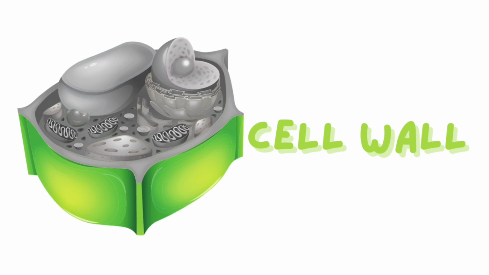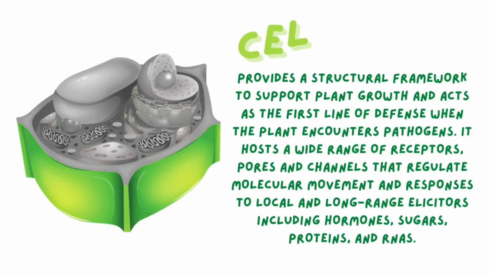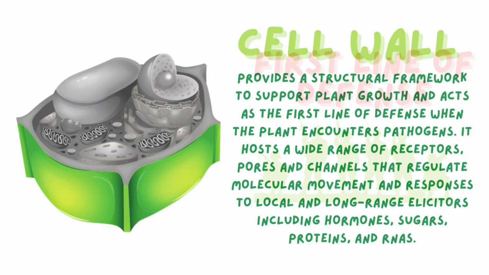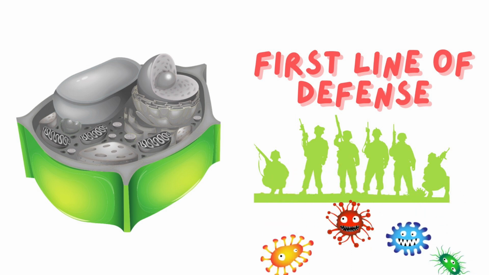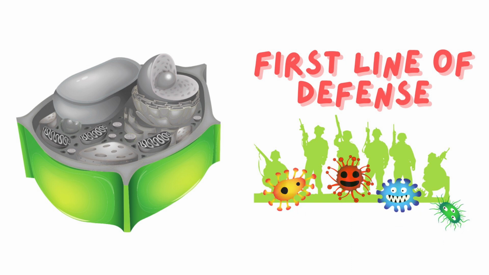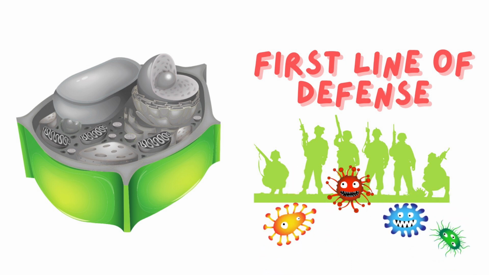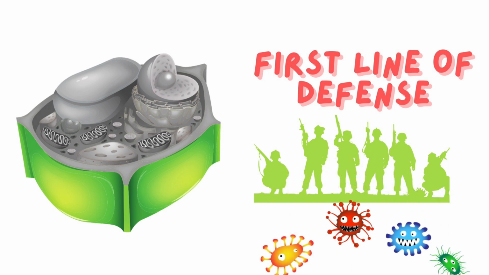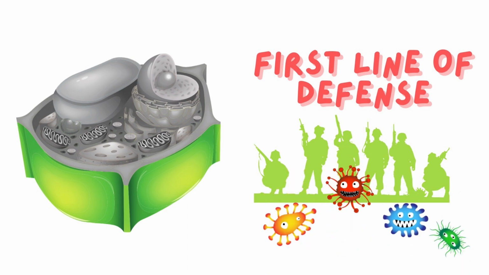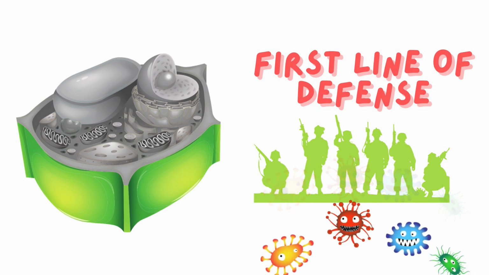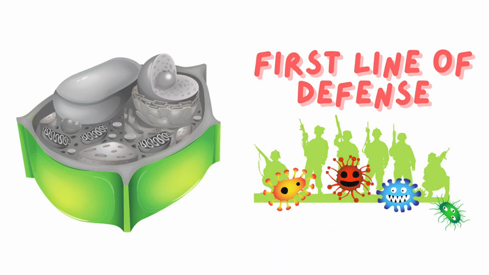Cell wall. The cell wall provides the structural framework to support plant growth and act as a first line of defense when the plant encounters pathogens. It also hosts a wide range of receptors, pores, and channels that regulate molecular movement and responses to local and long-range elicitors, including hormones, sugars, proteins, and RNAs.